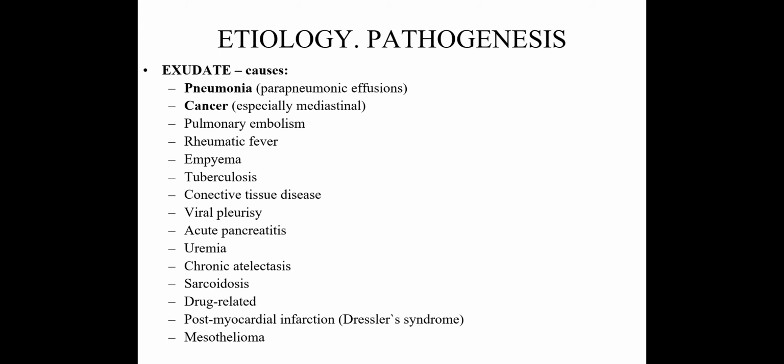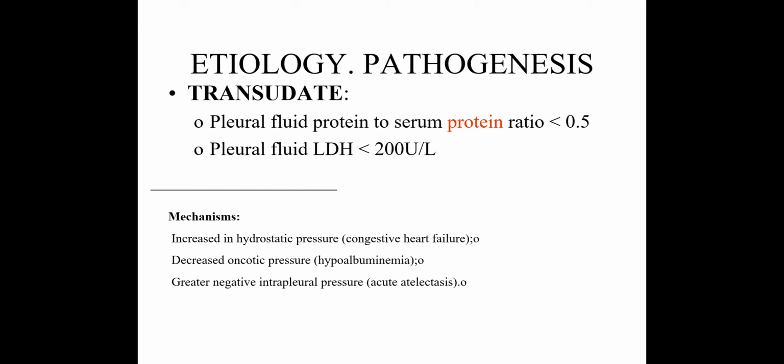Causes of exudate: infection like pneumonia and parapneumonic complication, cancer, especially mediastinal, pulmonary embolism, rheumatic fever, empyema, tuberculosis, connective tissue disease, viral pleurisy, acute pancreatitis, uremia, chronic atelectasis, sarcoidosis, drug-related, post-myocardial infarction, and mesothelioma. All these cause exudate.